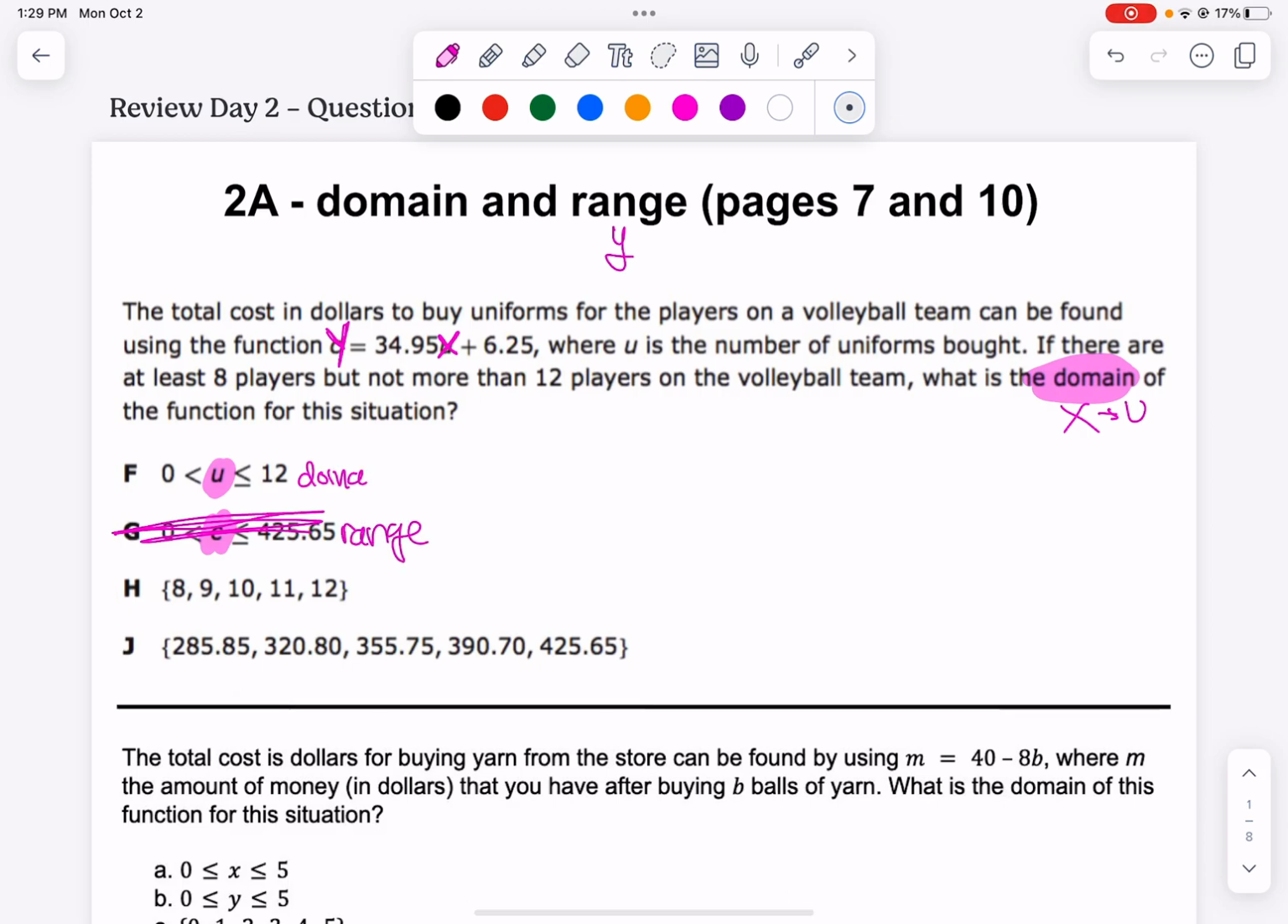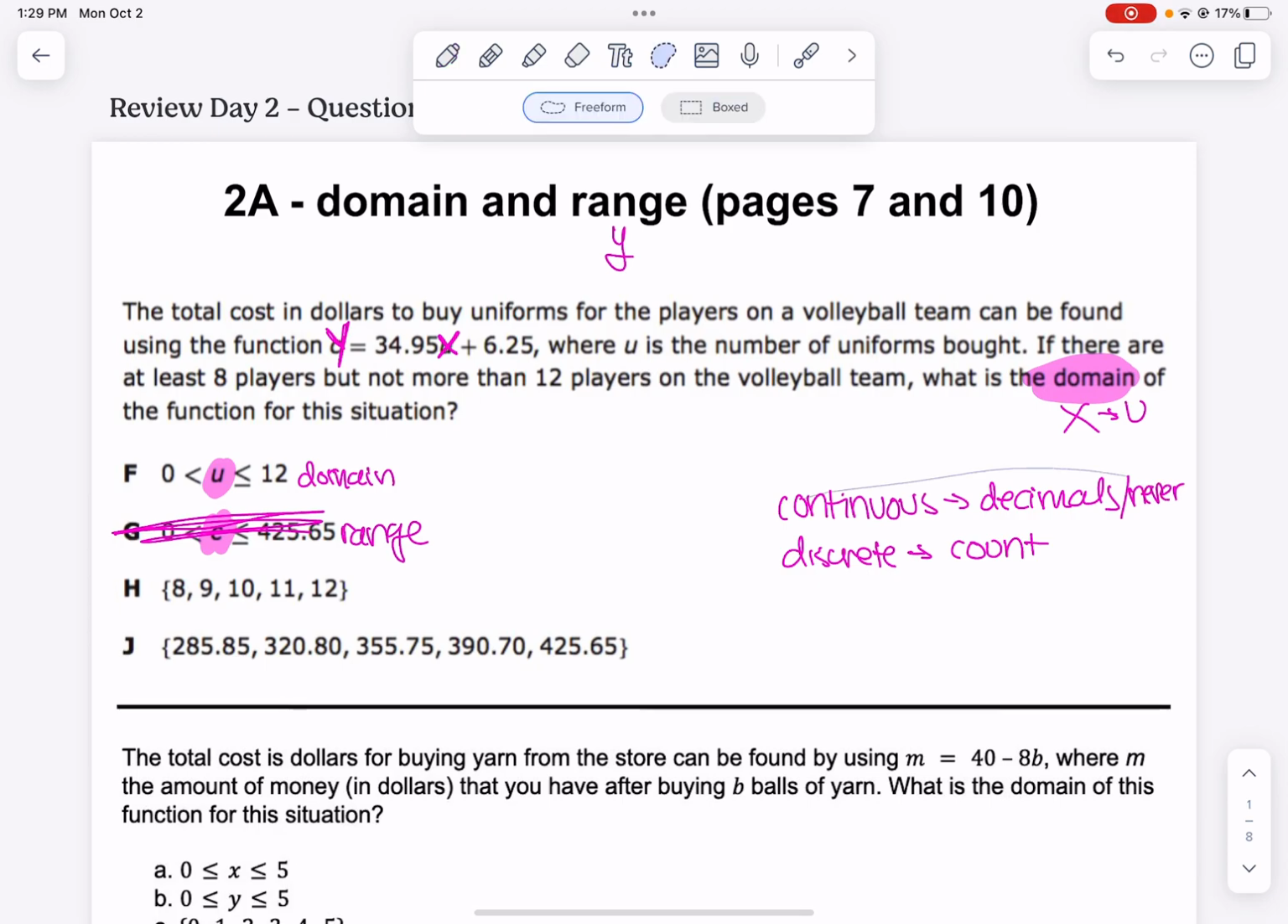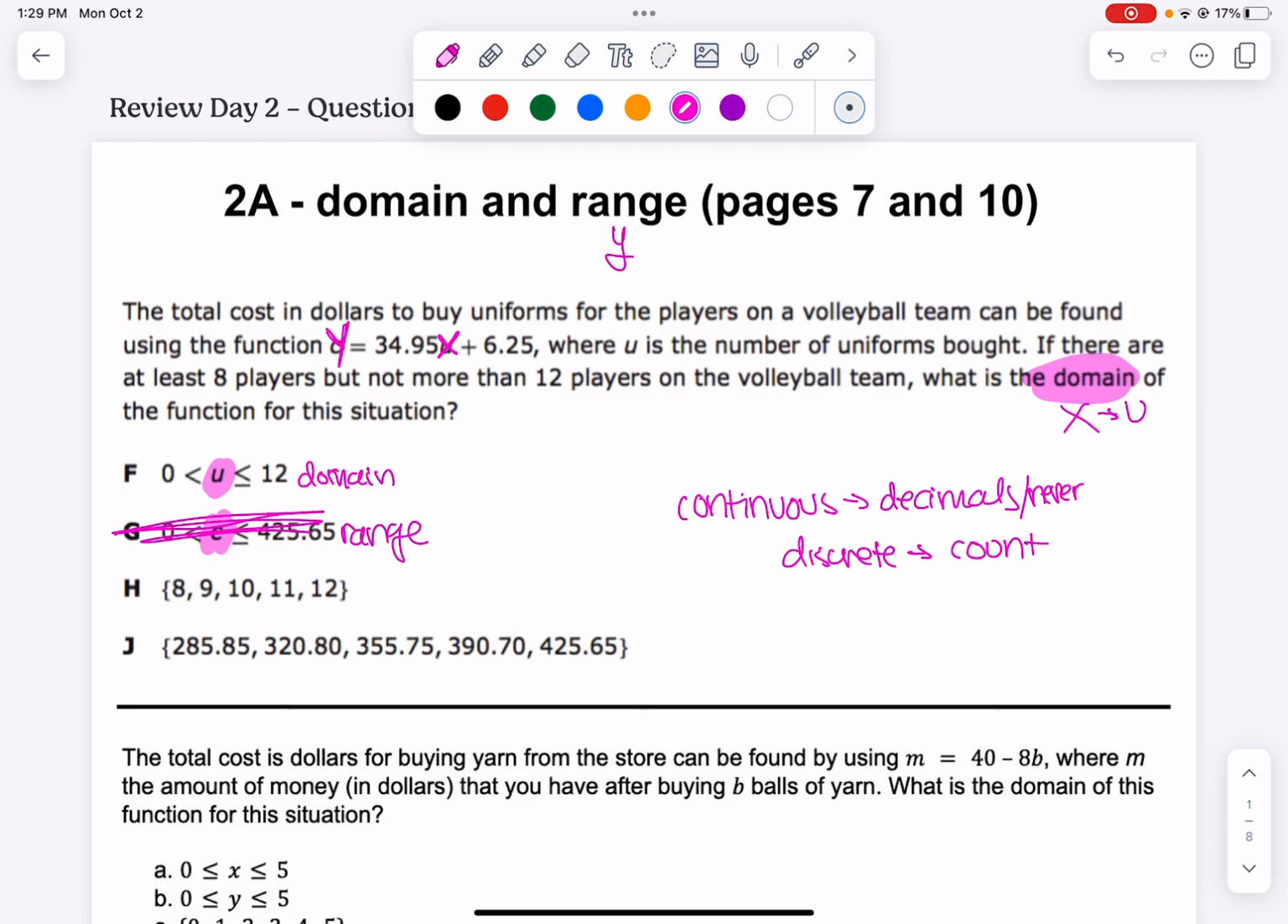This is domain. My other thing we're going to look at is: is this continuous or is this discrete? Continuous means that it has decimals. If it's discrete, we are going to count it. Decimals never end.